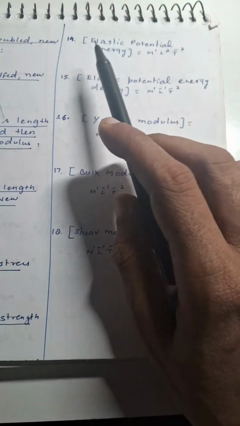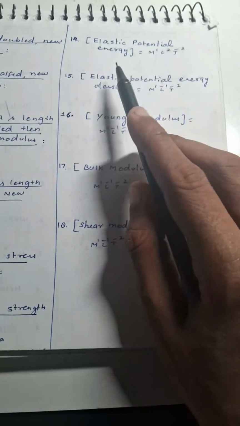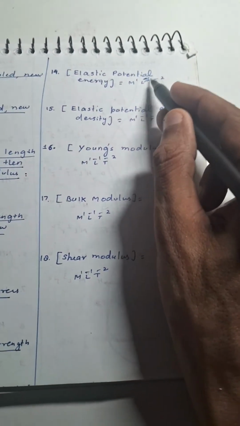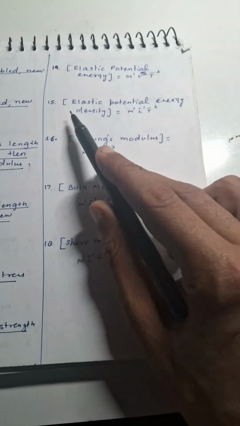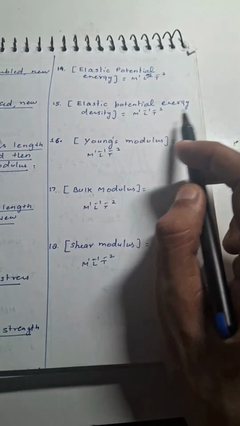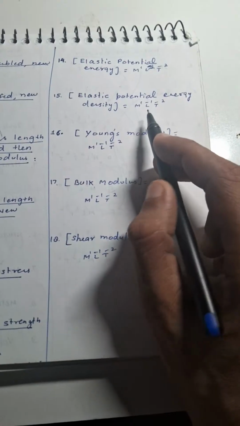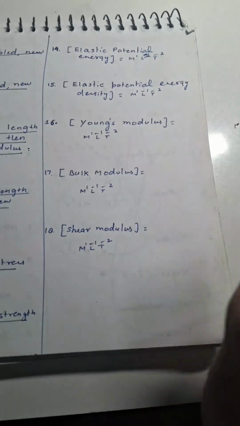Then we have the next discussion on the dimension of elastic potential energy. So it is M^1 L^2 T^-2. Sorry, for energy it is M L^2 T^-2. The next is the dimension of elastic potential energy density. It is energy by volume, so the dimensions are M^1 L^-1 T^-2.